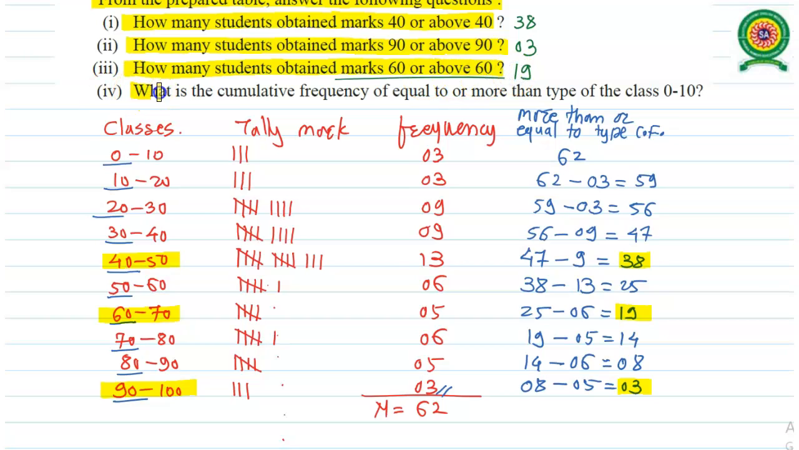Look at the last question. What is the cumulative frequency of equal to or more than type of the class 0 to 10? So for the 0 to 10 class we have more than or equal to type of cumulative frequency 62. That means the total number of students. So the cumulative frequency of equal to or more than type of the class 0 to 10 is 62.